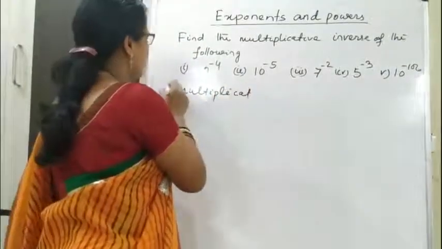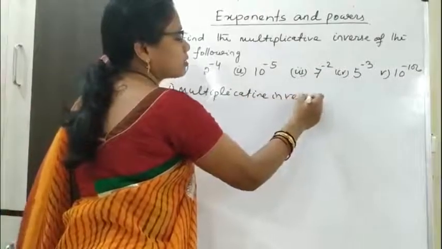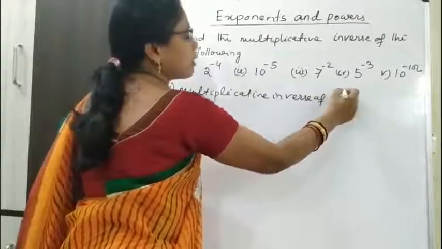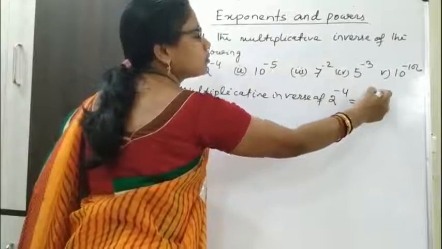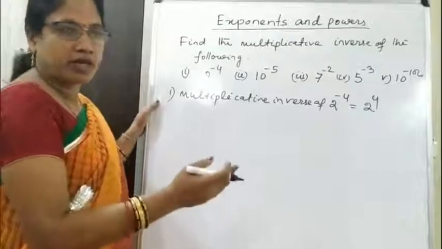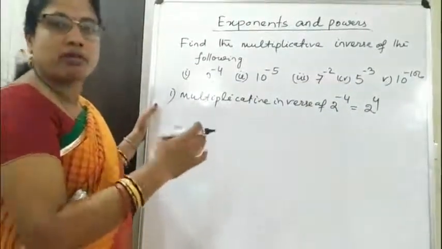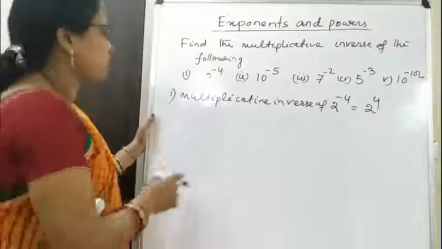Multiplicative inverse, this is bit 1. Inverse of 2 to the power minus 4 is equal to 2 to the power 4. We know that a to the power minus m is the multiplicative inverse of a to the power m, and a to the power m is the multiplicative inverse of a to the power minus m.